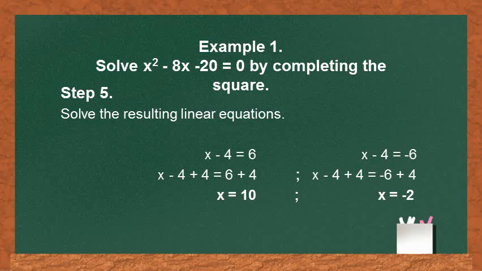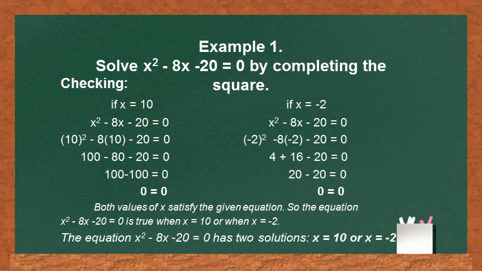So it will become x minus 4 is equal to 6. So we will apply the addition property of equality. So x minus 4 plus 4 is equal to 6 plus 4 to eliminate negative 4 on the left side. So it will become x is equal to 10. And another one, we have x minus 4 is equal to negative 6. So we have x minus 4 plus 4 is equal to negative 6 plus 4. So we use again the APE, addition property of equality. Then it will become x is equal to negative 2.